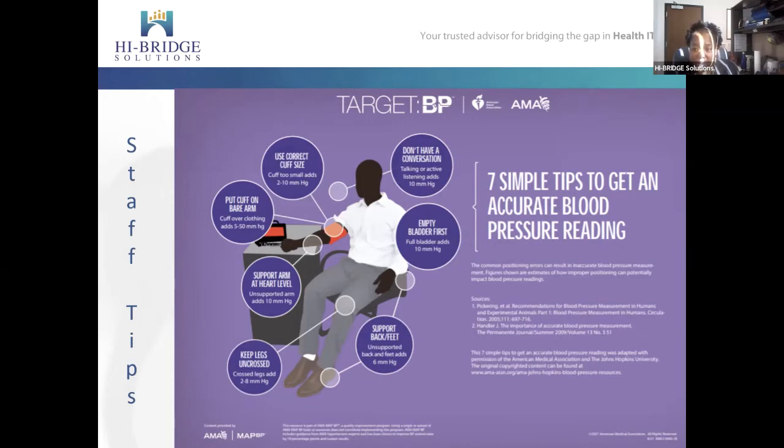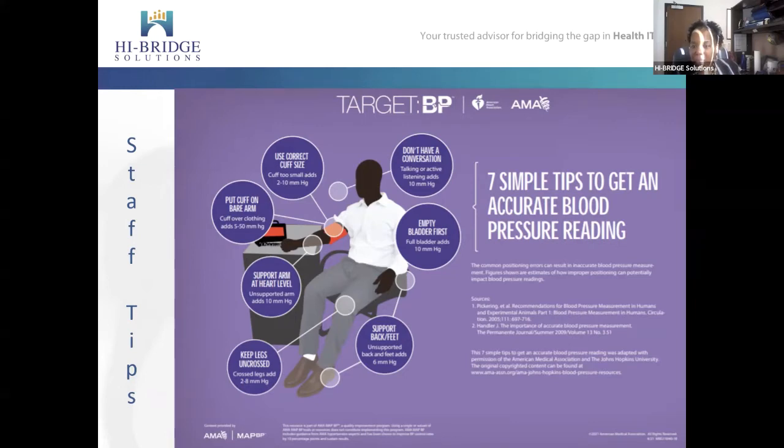Using correct cuff size. If a cuff is too small, it adds 2 to 10 millimeters of mercury. Don't have a conversation when getting your blood pressure taken. Talking or active listening can also add to inaccurate readings. Empty your bladder first. A full bladder causes inaccurate readings. Also make sure your back and your feet are supported, because standing also has an effect on how your blood pressure reads. Keep your legs uncrossed. Crossed legs are also an issue.